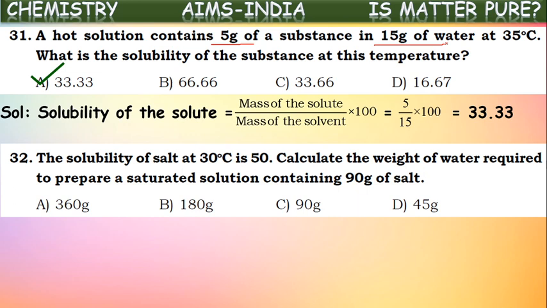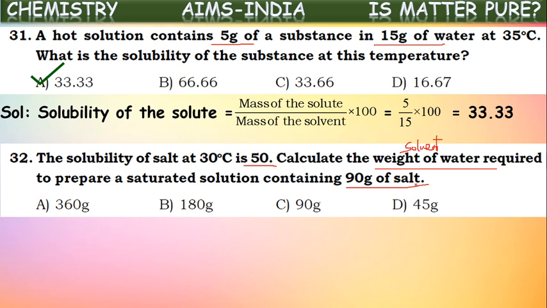The solubility of a salt at 30 degrees Celsius is 50. Calculate the weight of water required to prepare a saturated solution containing 90 grams of salt. A little twisted question. Let us see once again. Solubility of a salt is 50. They have given the solubility and they're asking to find out the weight of water. That means weight of solvent we have to find out. So solubility is given and one more quantity also given here, that is weight of salt. That means weight of solute is given, solubility also given. They're asking to calculate weight of the solvent.